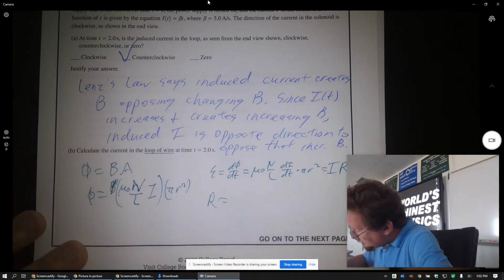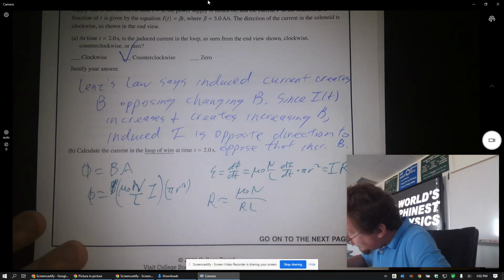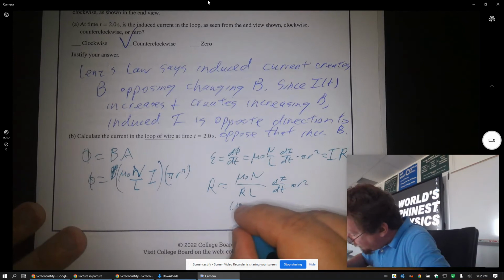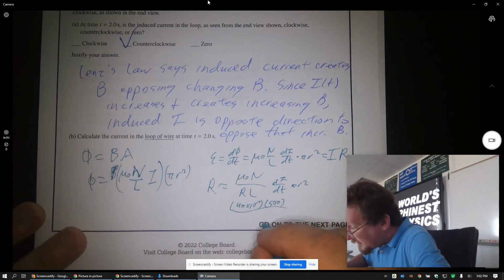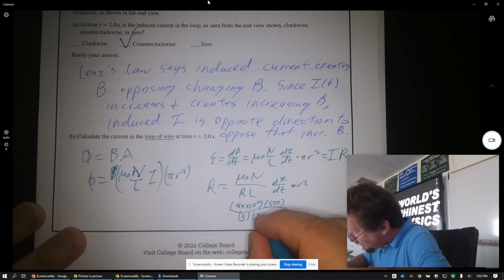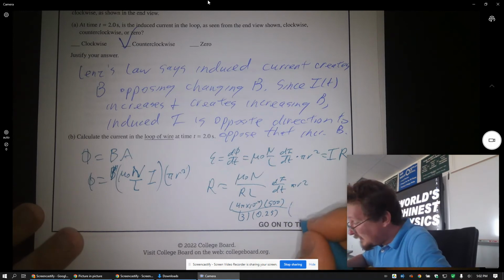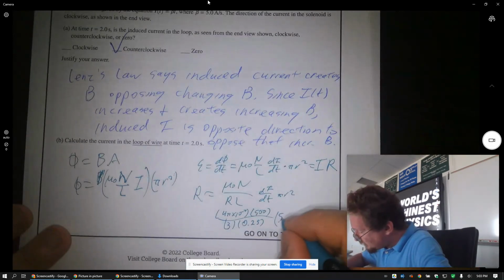So resistance, which is not as futile as I thought it was. Let's see. It does need actual numbers for this. Okay, so mu naught, 4 pi, 10 to the negative 7. Number of turns 500. Resistance, not futile, it's 3. Length, 0.25. That's a tiny solenoid. It's not something men want to hear if they have a tiny solenoid, okay? My solenoid's big. The dI dt is going to be 5, because that's just the derivative of that linear function.